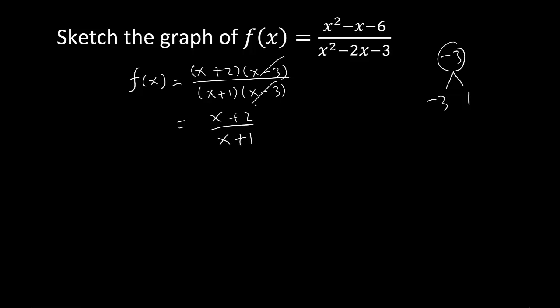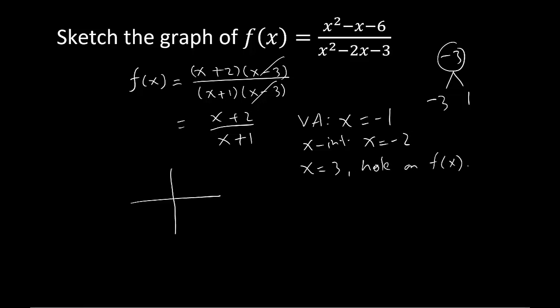Now from these two, we understand the vertical asymptote is at x equals negative 1, and our x-intercept will be from the top, where you get x equals negative 2. X equals 3 is a hole on the graph. At vertical asymptote, x equals negative 1. So you have negative 1 here. And the hole will be at x equals 3.